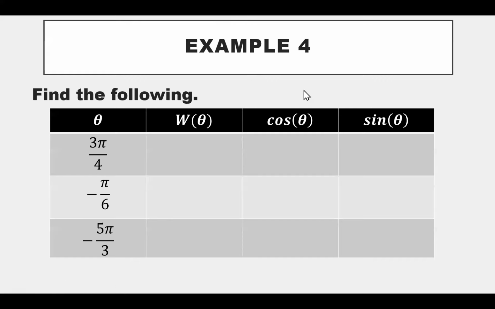Here's another table of some angles. I want you to try to push pause on the video and get the wrapping function, then cosine of theta and sine of theta for the following values of theta: 3 pi over 4, negative pi over 6, and negative 5 pi over 3. Again, I'll give a couple of seconds for you to push pause, and then I'll show you how each of these is done.